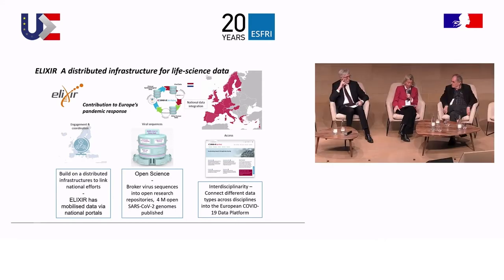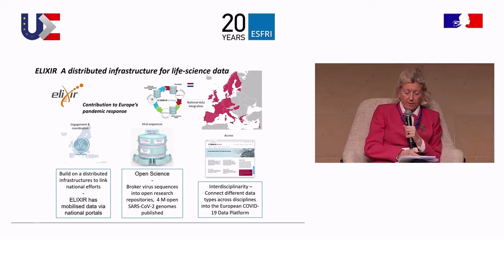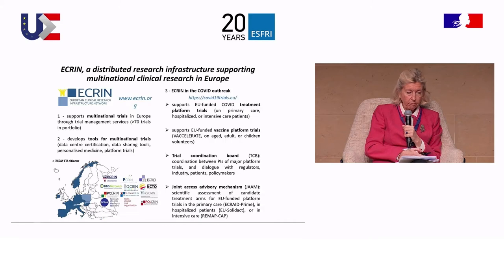Now, Elixir was well described by Janet, and it mobilized data via the national portals, and brokered virus sequences into open research repositories. 4 million open SARS-CoV-2 genomes were published, and Elixir connected different data types across disciplines into the European COVID-19 data platform to allow researchers to easily find and combine data for analysis.